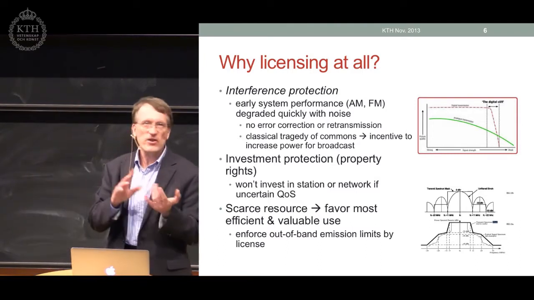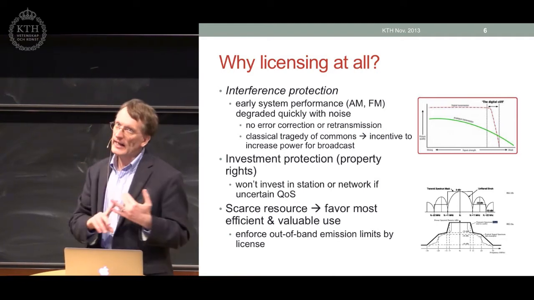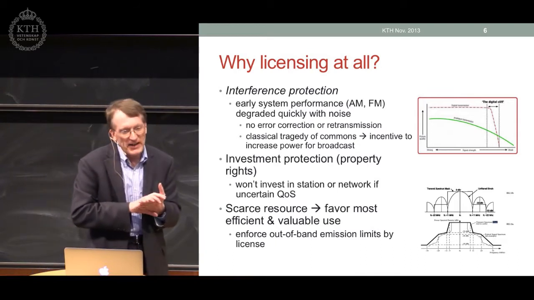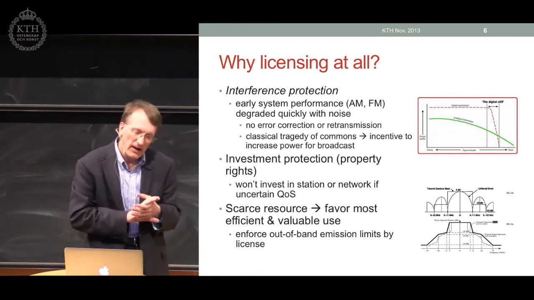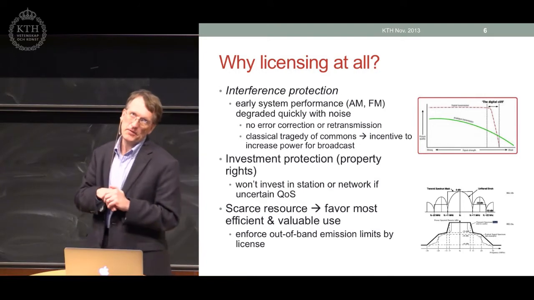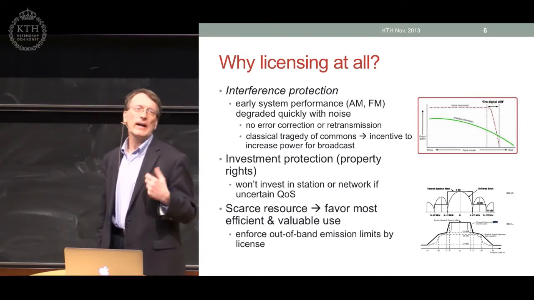In the early days, you had no error correction in systems, so it was just raw transmission, and you had no retransmission because it wasn't a packet-based system. So they were very vulnerable to interference, radio interference from other stations. The important part, if you don't have interference protection, is that it is often very expensive to build a new radio system.